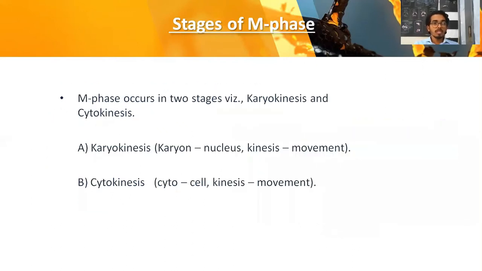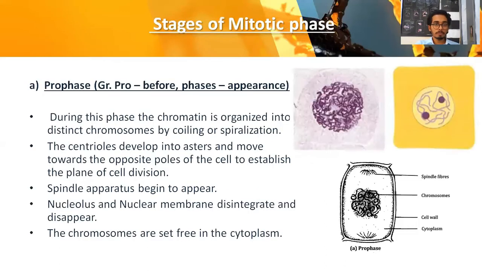The M phase is basically divided into two types: one is called karyokinesis, and the other is cytokinesis. The word karyon refers to nucleus and kinesis refers to movement, so nuclear movement is called karyokinesis. In cytokinesis, cyto refers to cell and kinesis refers to movement, so cytoplasmic movement is called cytokinesis. Let us study karyokinesis first, and then we'll move on to cytokinesis.